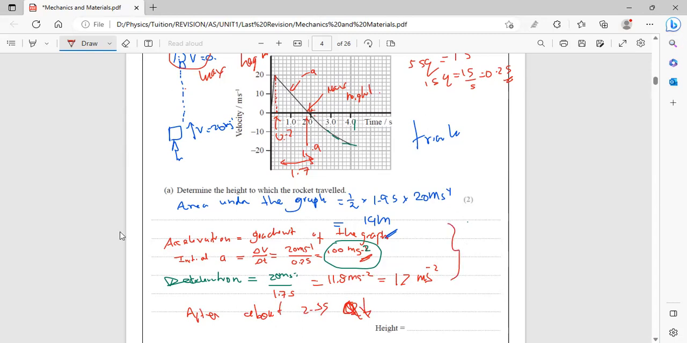Right, now we have information to draw the graph. During the first 0.2 seconds, acceleration is 100. Then 0.2 to 1.9, it's a deceleration, so negative acceleration, about 12. And it continues until about 2.5. And the acceleration then decreases because the slope decreases.